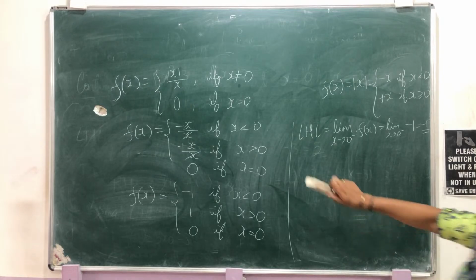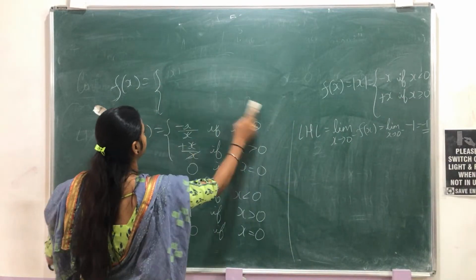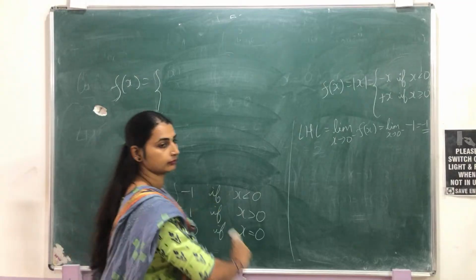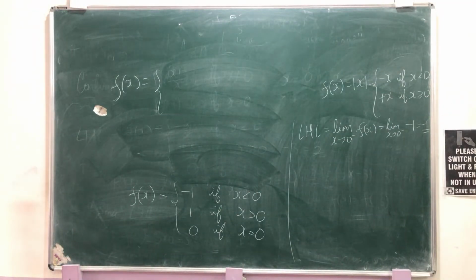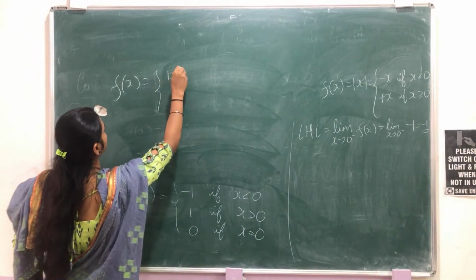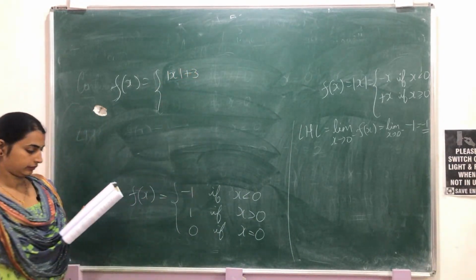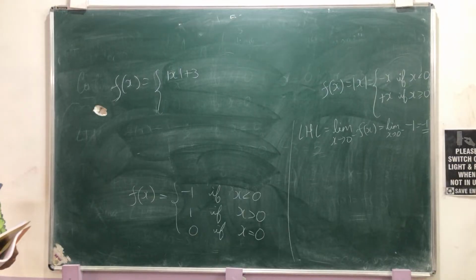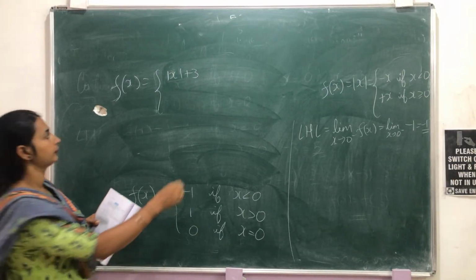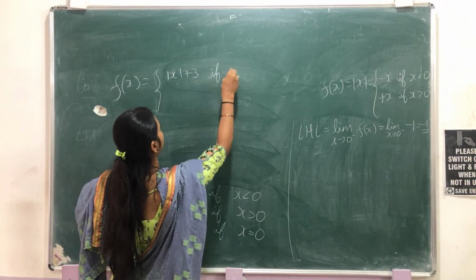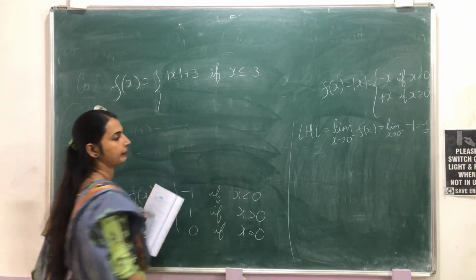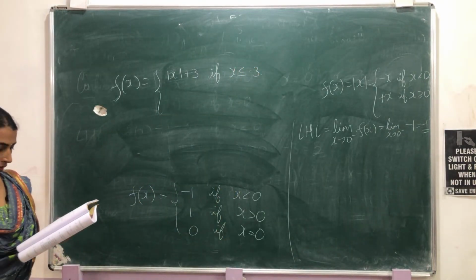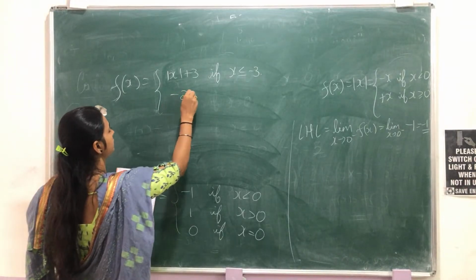f of x equal to mod x plus 3 if x is less than or equal to minus 3, and minus 2x.